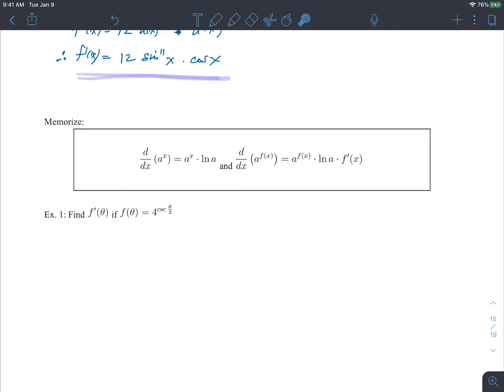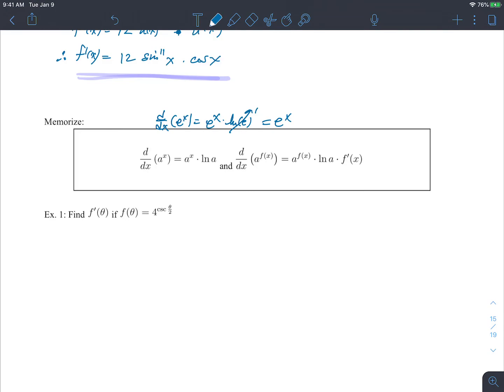Exponential functions, right? So if you have the derivative of a, here's a constant, obviously, a to the x, the formula for that is a to the x times ln of a. So this is a more general case, right? Because we learned that d dx of e to the x, if you follow the same rule, would have been e to the x times ln of e, but that's 1. That's why the derivative of e to the x was e to the x.